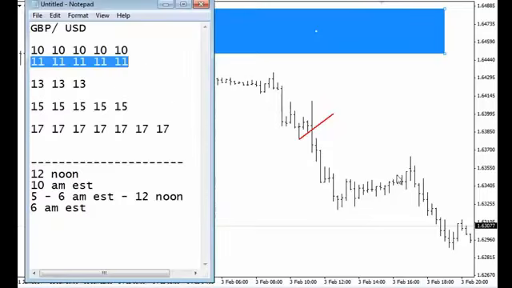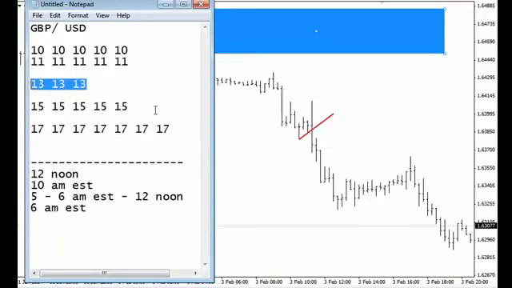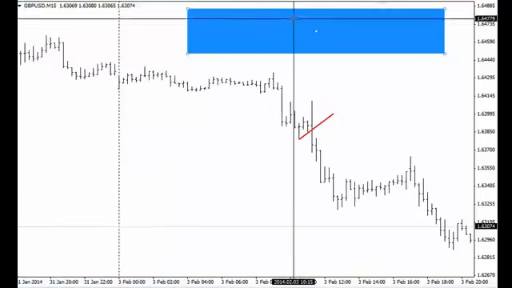Why? Because we know that the downward move will most likely end at 17. And if we enter anywhere from 10 to 11, we know for a fact that we're going to have a swing at 13 and a swing at 15. So we can expect that. Let's see if that's true.